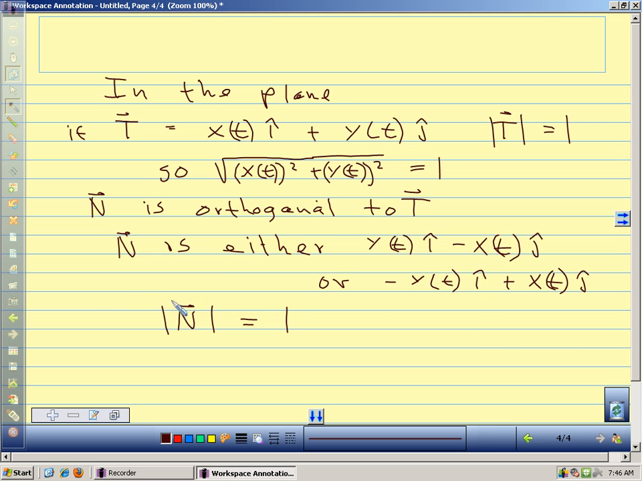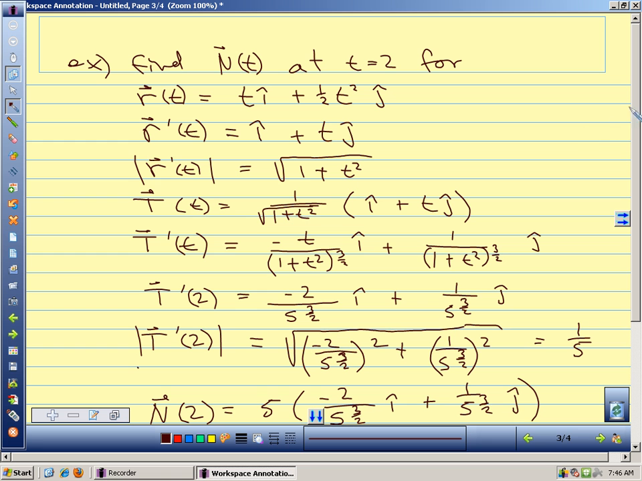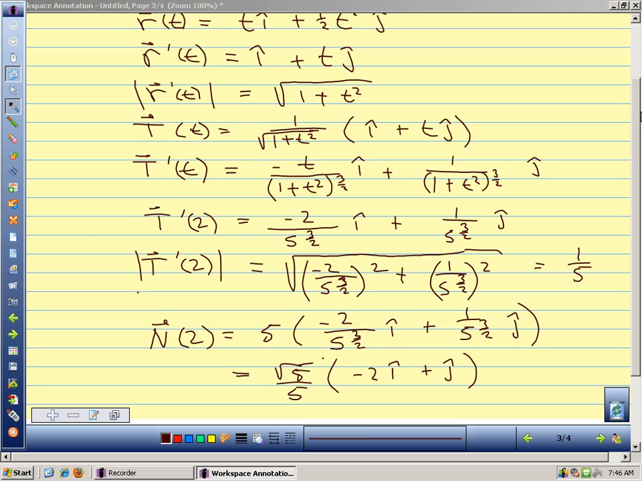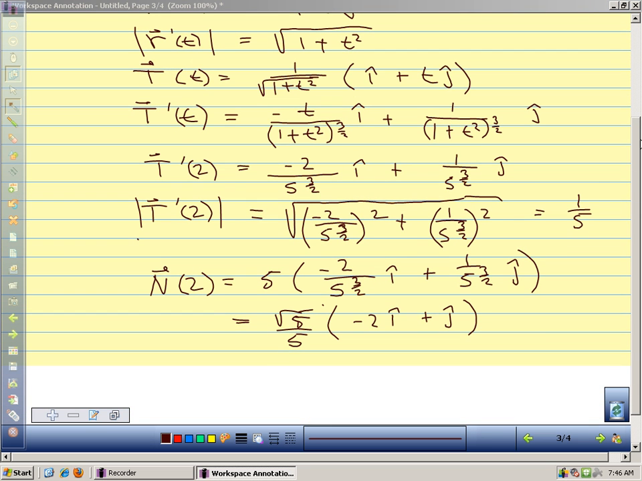And if we look back to our example that we just did, if we look at our unit tangent vector at the point 2, if we switch the x's and the y's and change the sign on one, we would end up with the same thing. Questions?